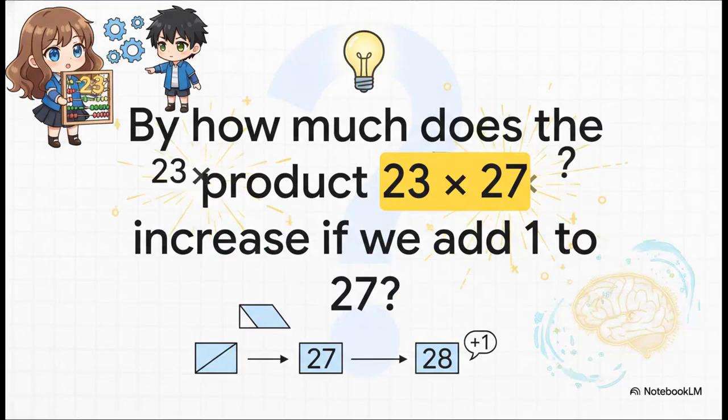Okay, let's get the brain warmed up. I've got a little puzzle for you. Imagine you've got the product 23 times 27. Simple enough. But what happens if we just nudge that second number up by 1, so it becomes 23 times 28? By how much did the final answer increase? No calculators. Just take a second and think about it.